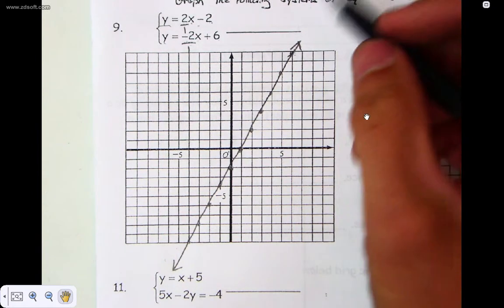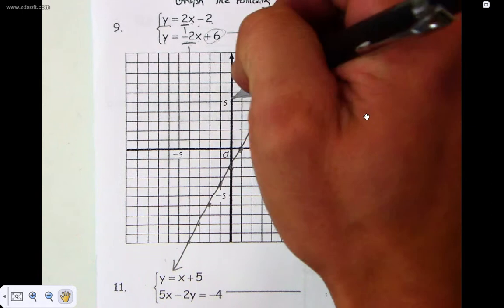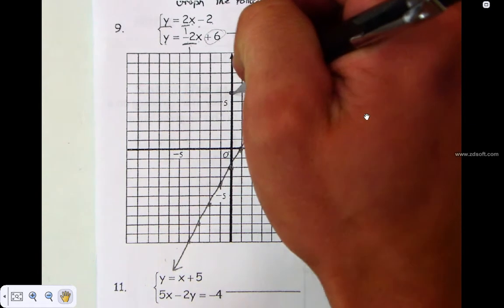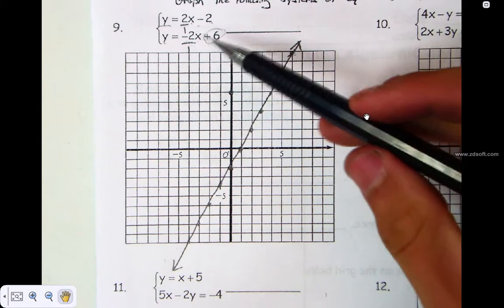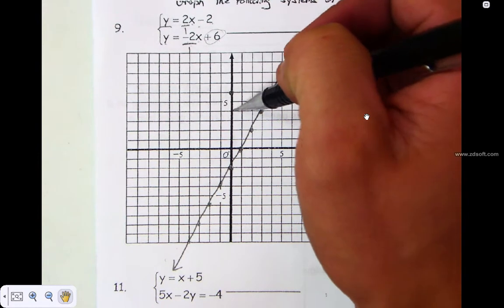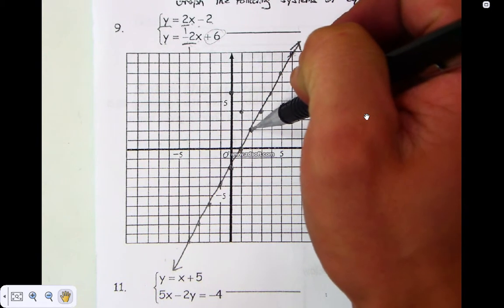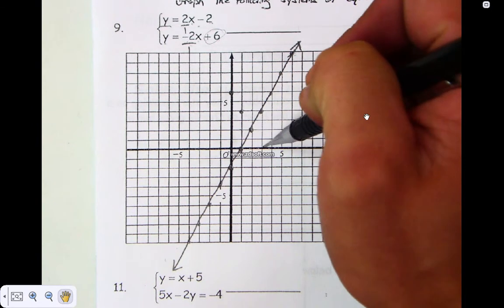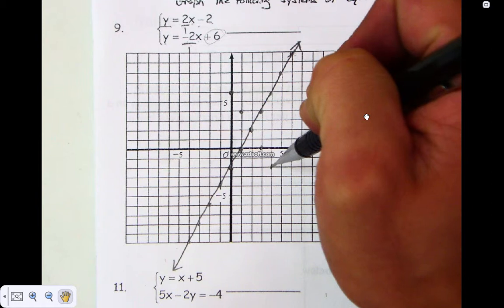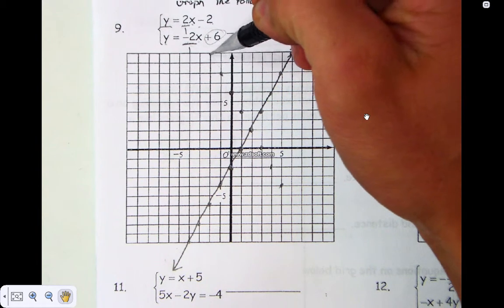Okay, now let's graph the second one. We're just going to start at positive 6, so put a dot there. And then it's going to go down 2 over 1: down 2, right 1, down 2, right 1. You can find there's the intersection point. Down 2, right 1, down 2, right 1. We've got it enough already, so I'm going to go ahead and just make my line.